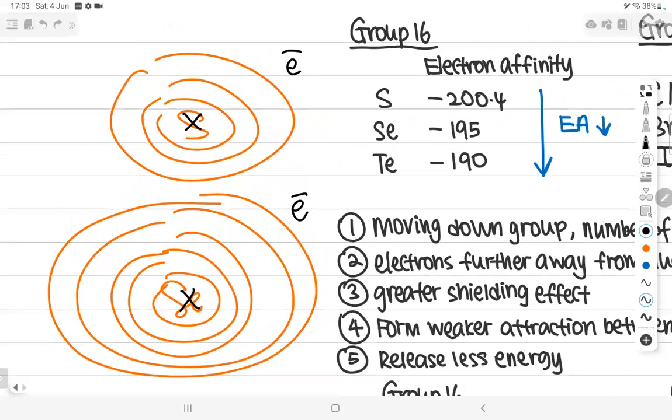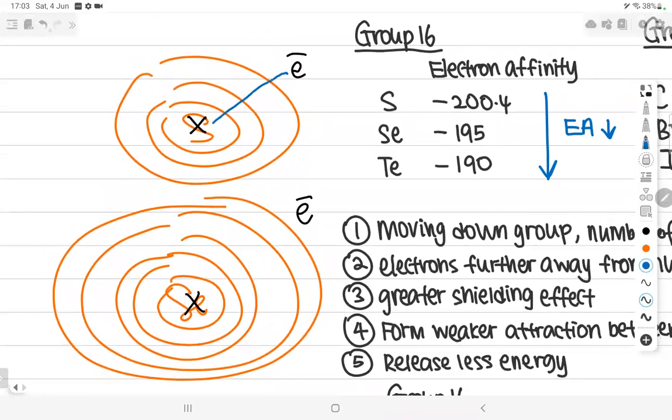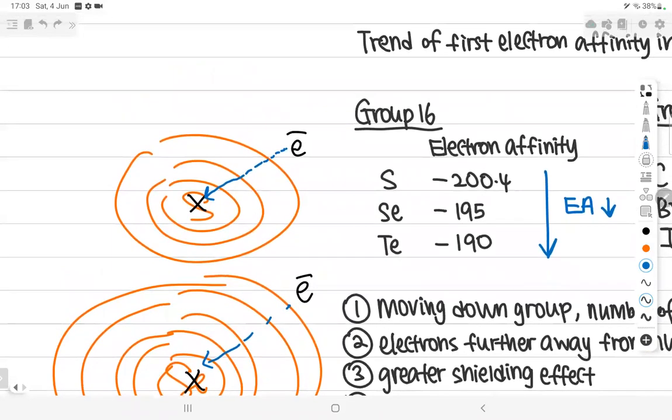Remember, when you do first electron affinity, you want to form attraction with the nucleus. You want to pull the electron in. So common sense: when the electron is far away from the nucleus, will you form a stronger or weaker attraction? Guys, type in the chat box. When the electron is far away from the nucleus, do you form a stronger or weaker attraction force? Strong or weak?